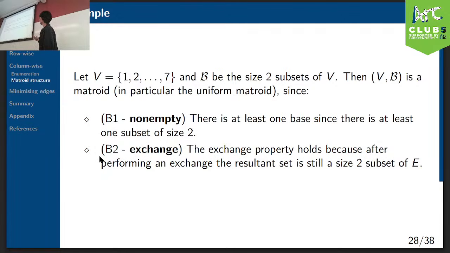And the exchange property holds because if we take any subset of size 2, say we take {6, 7}, we can remove any element from it. Say remove 6 to get {7}, and then add some element from T. And because T is different from S, there will be a different element you can add. And so, by adding this, you're going to return to a set of size 2. And sets of size 2 are bases, so you're going to get a new base. Yeah. So the exchange property is going to hold.